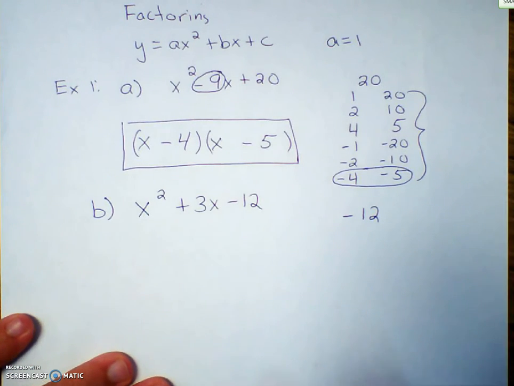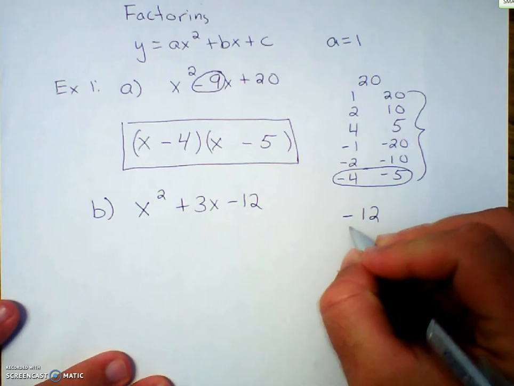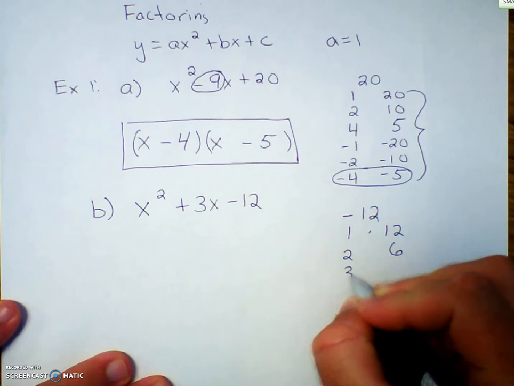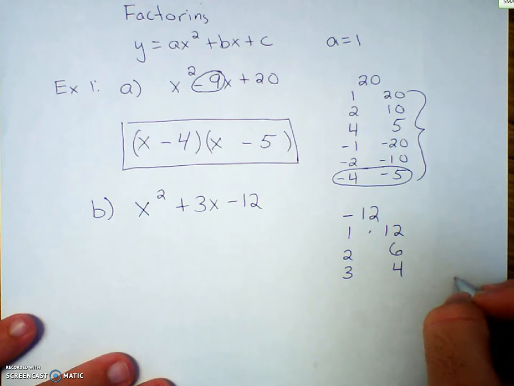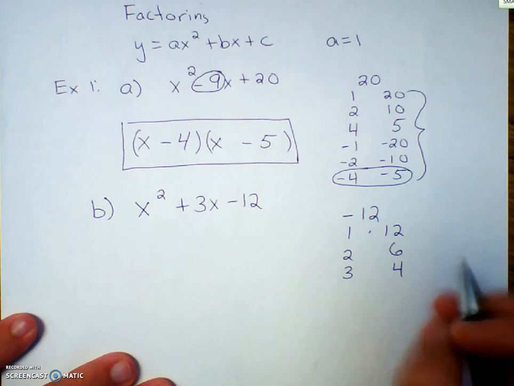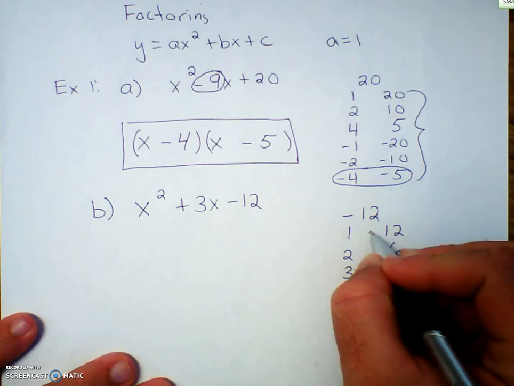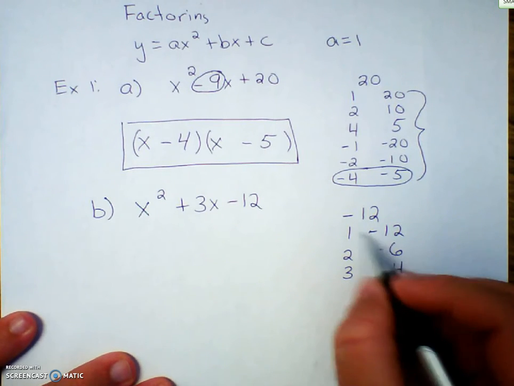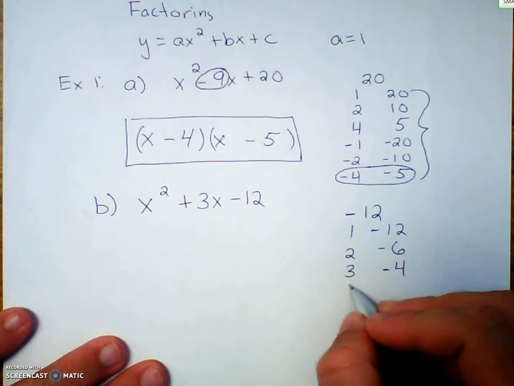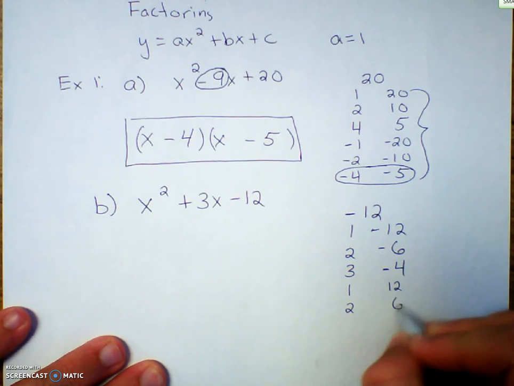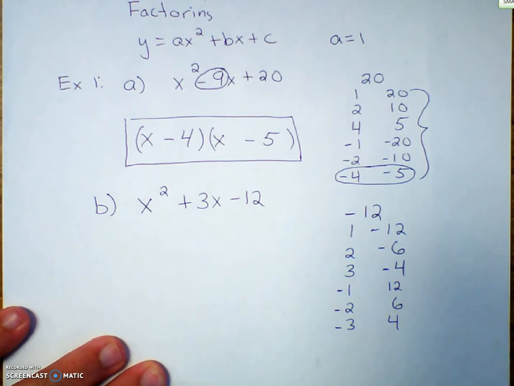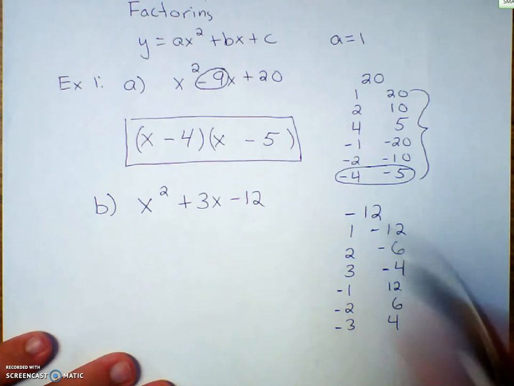Well, let's not worry about the negative yet. I'm going to list out just all of my factors of 12, which are 1 and 12, 2 and 6, 3 and 4. And to get a negative, one of the two numbers has to be negative. So let's start off. Let's say these are negatives first. So 1 times negative 12, 2 times negative 6, 3 times negative 4. But then they could also be the opposite. The negative 1, negative 2, and negative 3 could also get you the negative 12.